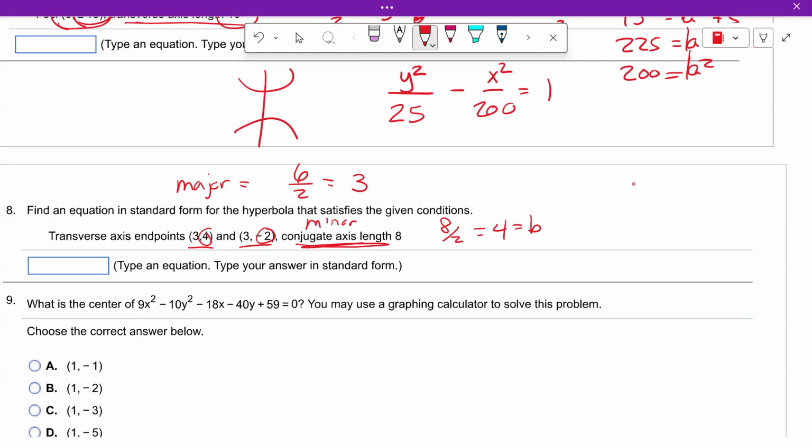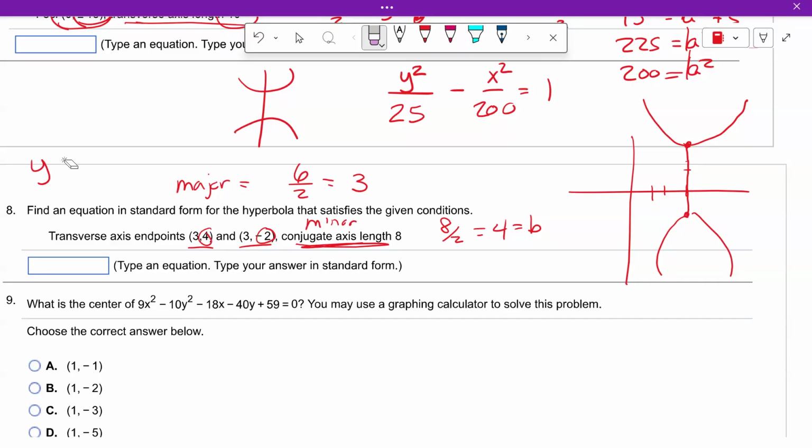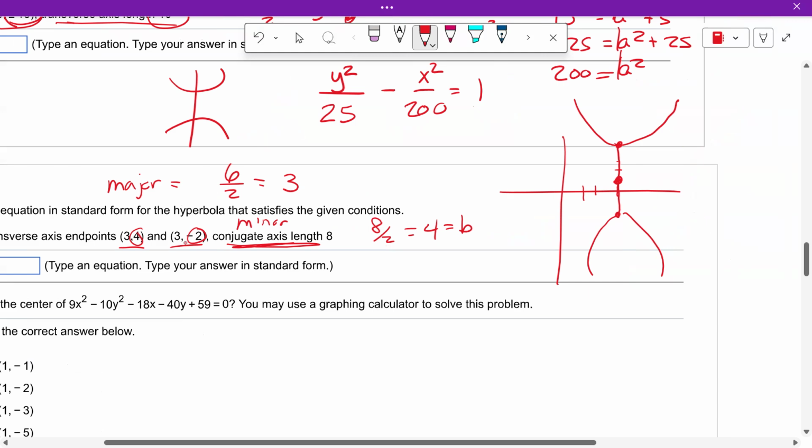So if we look at 3, 4, we just graph 1, 2, 3, 4. It's up here. 3, negative 2 is down here. If that's the major axis, that's going to be an up-down one like this. So what is squared, x squared or y squared, when it's up-down? So it's y squared. Oh, it's not just y squared because we have to have a center. Where's our center of 3, 4, and 3, negative 2?